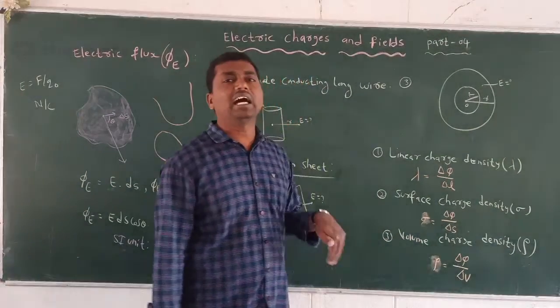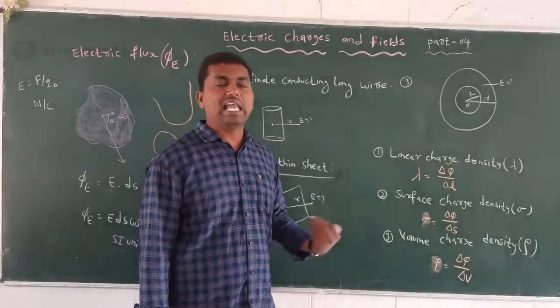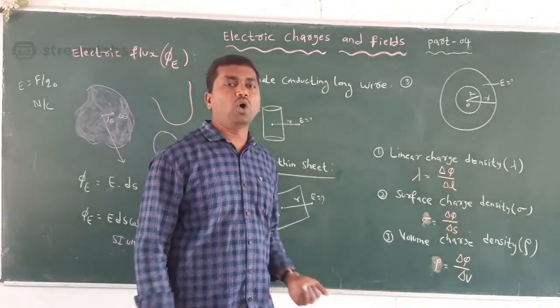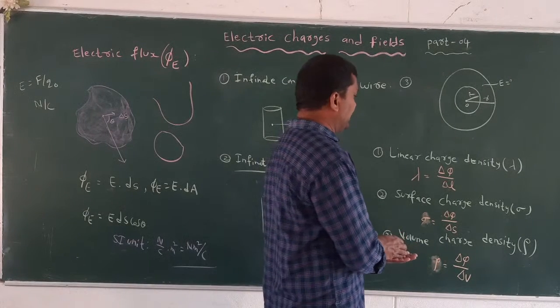So we can write the SI units of lambda, sigma and rho. So first one is the SI unit.